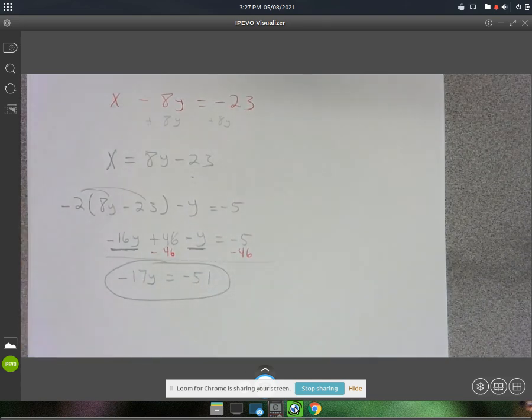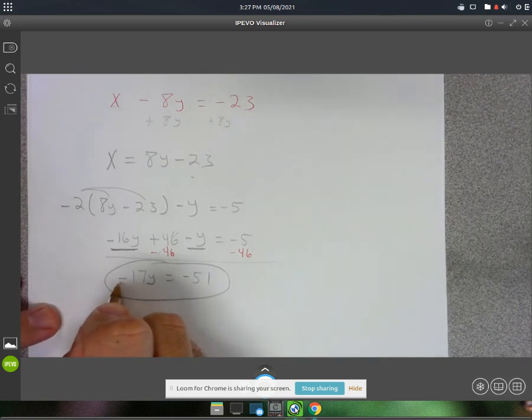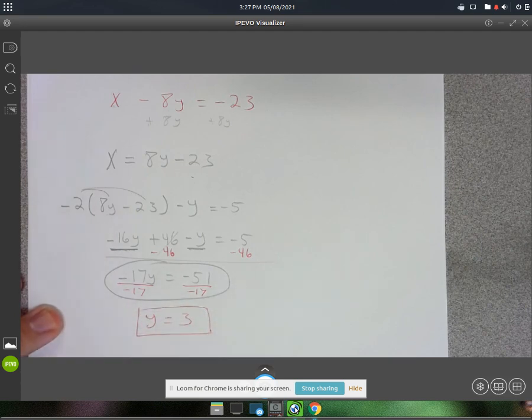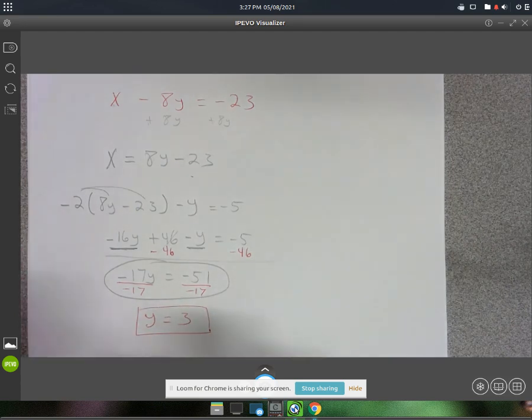Cool. Oh, why did I circle it? I'm not done. I feel done. I'm not done though. Jeez, I've got to solve for y. Divide by negative 17, divide by negative 17. This is going to give me y equals positive 3. Got it. I'm done for that part.